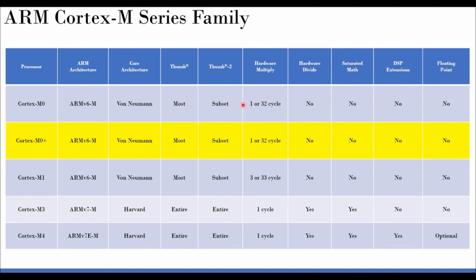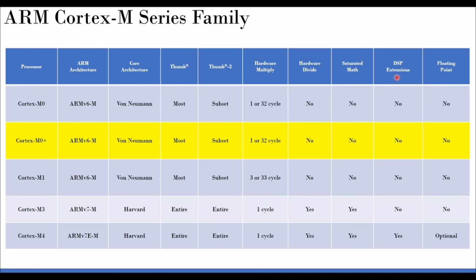In all the microcontroller series. Hardware divide, unfortunately, is not there in M0, M0 Plus and M1. It is only there in high-end architectures like M3 and M4. No wonder the software architecture is also different, because you need to support them, so the instruction set is slightly different. Then saturated math takes care of the saturation of values when you do some operation. That is not there in any of these processors. It's only there in the advanced architecture.